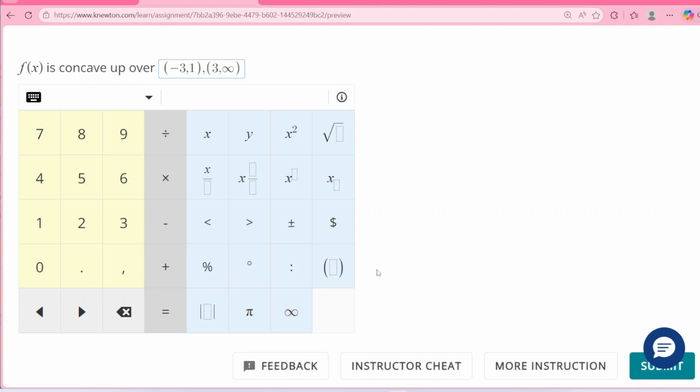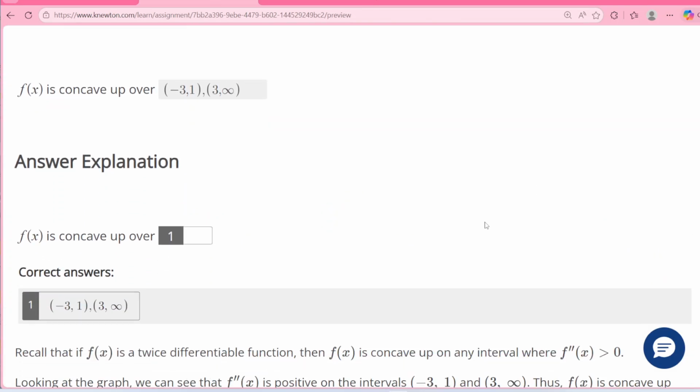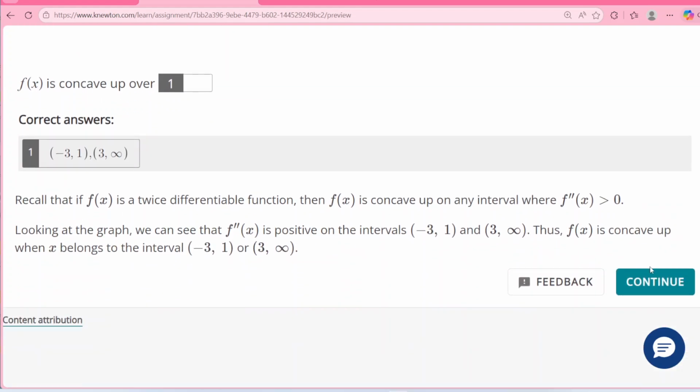And always, parentheses on these infinities. So you're just, again, real quick, paying attention to where the value of the second derivative is positive. That's where the original will be concave up. And where is the value of the second derivative negative? That's where the original will be concave down.